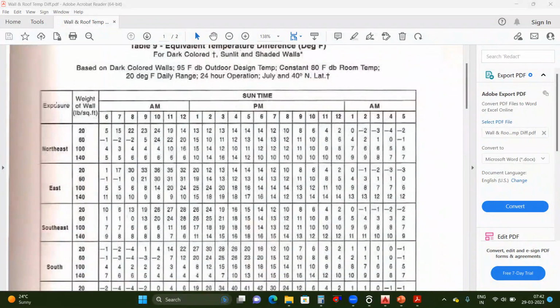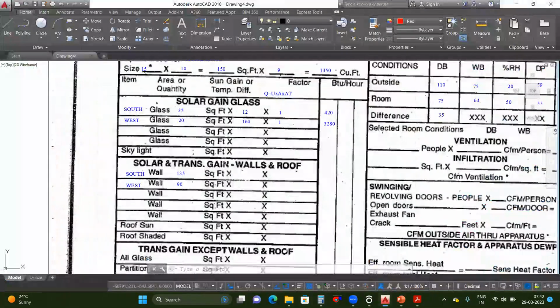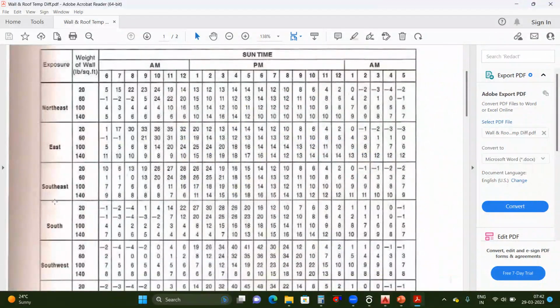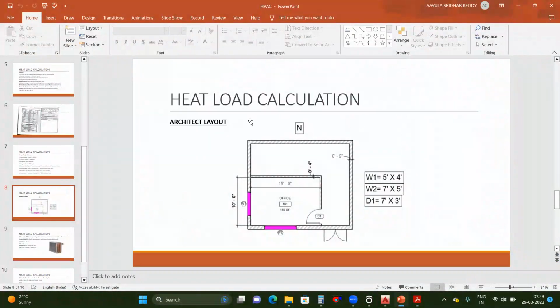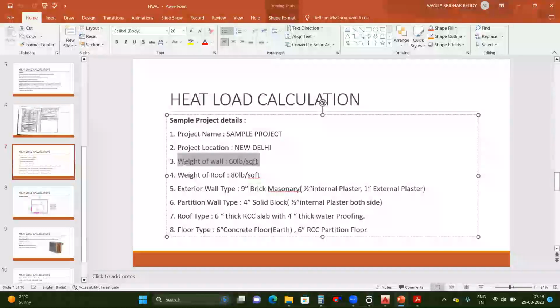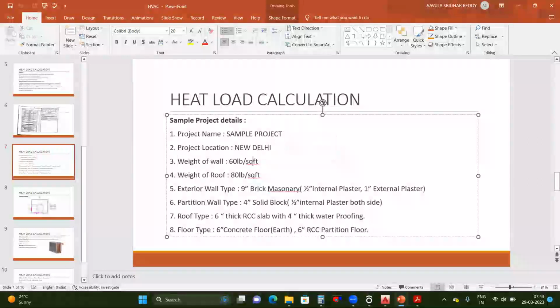So first here we have exposure. Our first wall's exposure is south. So we'll select the south wall. So northeast, east, southeast, south. So this is the south. And next, weight of the wall in lb per square feet. The weight of the wall depends on the construction of the building, so we can get that from the architect. Here we have taken the weight of the wall as 60 lb per square feet. Okay, so if you don't know exactly, we can take an approximate value of 60 lb per square feet.